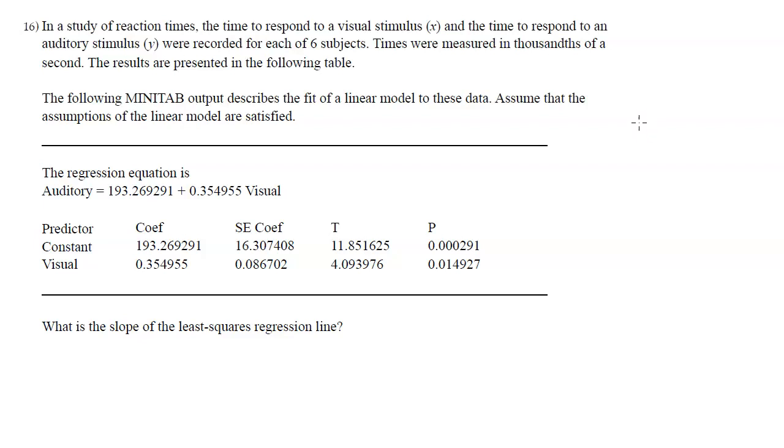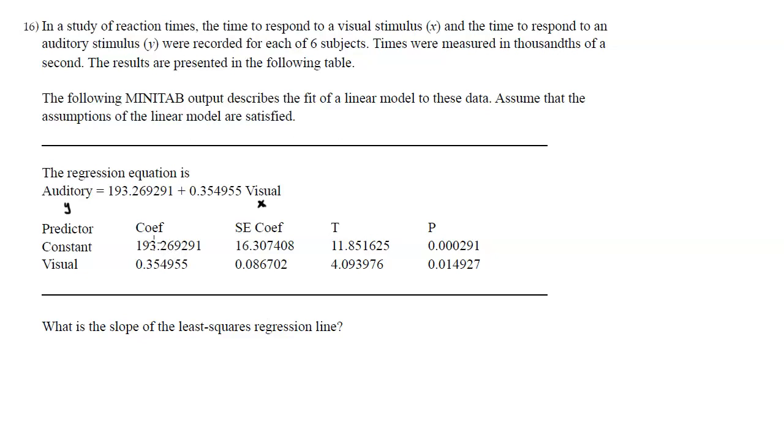Okay, problem 16. In the study of... I'm not going to read all this. So the time to respond to a visual stimulus, this here visual, is X. And the time to respond to an auditory stimulus, that's Y. They recorded it for 6 subjects. The times were measured. And this is the Minitab output that describes the fit of a linear model to this data.